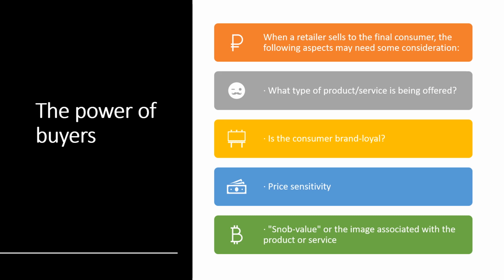Price sensitivity. In some instances, buyers may be happy to pay more for a product or service if it's delivered or has a guarantee or is conveniently available. So lots of things affect price sensitivity. And of course, is there any snob value or image associated with the product or service? An example of this would be a luxury pizza versus a traditional pizza, or gourmet burgers versus normal run-of-the-mill cheap burgers.